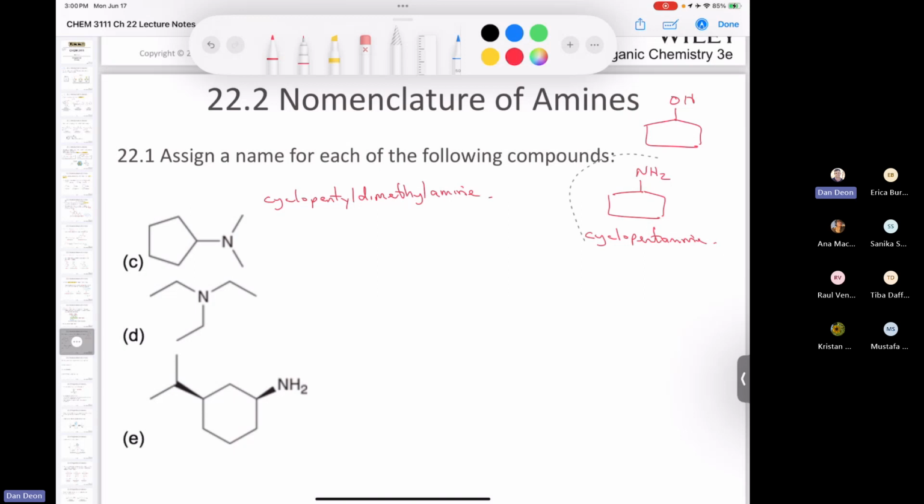So if I just circle this, I'll put it in blue, and we'll just get rid of all of this. So how would I name that? I would call this N,N-dimethylcyclopentanamine. All right. Okay.